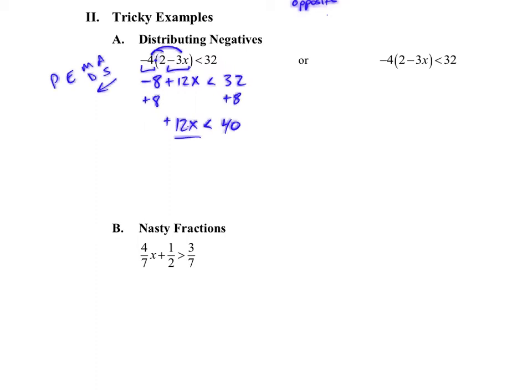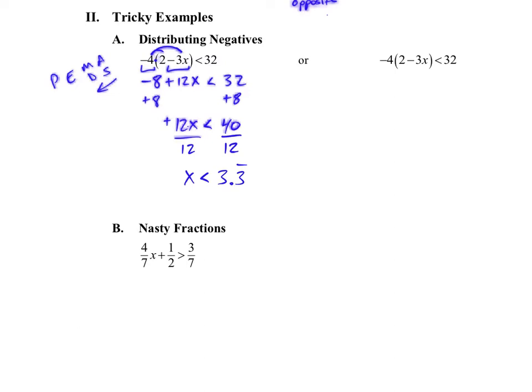So I'm all done with my addition and subtraction here. Now I'm going to do my multiplication and division next. It's 12 times x, so I need to divide by 12. That gives me x is less than 3.3 repeating. All right, that's one totally legitimate way to do it. We didn't have to flip the sign because we didn't multiply or divide by a negative.